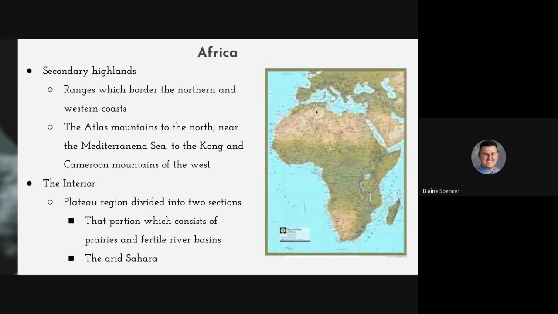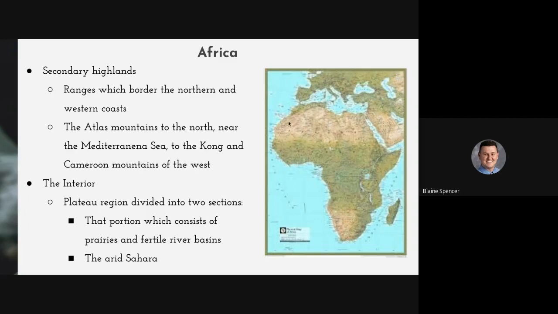Okay, the Atlas Mountains are to the north up here, close to Europe, close to Spain, near the Mediterranean Sea. Here's the Mediterranean Sea right here. And then the Kong and Cameroon mountains of the west are going to be over here. So we see that this region right here is going to be the secondary highlands.